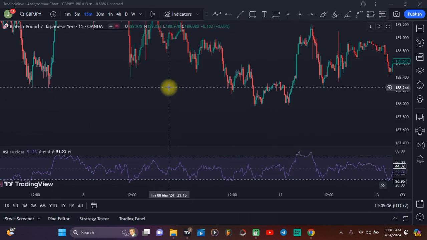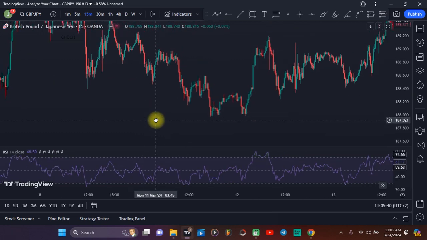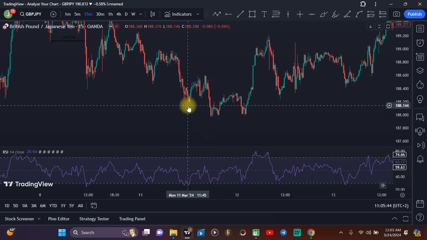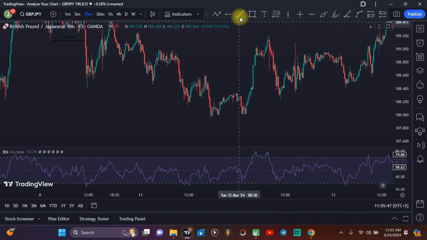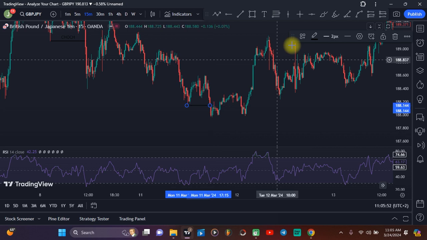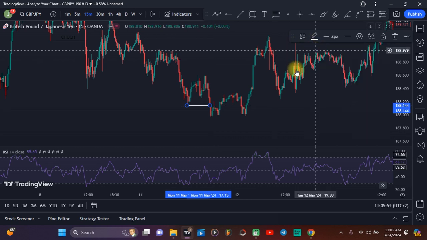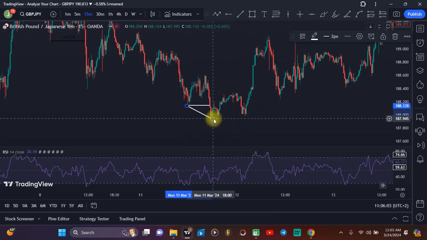Now let's look at this example here on the GBPJPY. Okay, as you can see, we're going to focus on this low and again this low. So as you can see, we are breaking structure to the downside like that. We're breaking structure, there's a break of structure to the downside, and if we connect these lows, we can see that we are making lower lows.